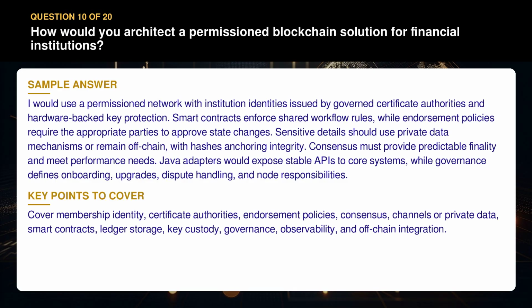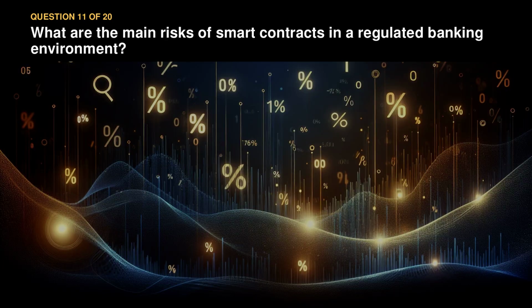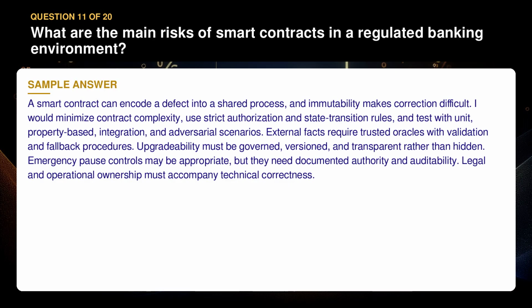Cover membership identity, certificate authorities, endorsement policies, consensus, channels or private data, smart contracts, ledger storage, key custody, governance, observability, and off-chain integration. Question 11. What are the main risks of smart contracts in a regulated banking environment? A smart contract can encode a defect into a shared process, and immutability makes correction difficult.